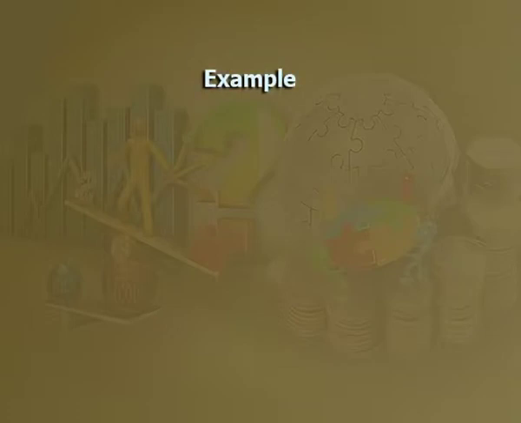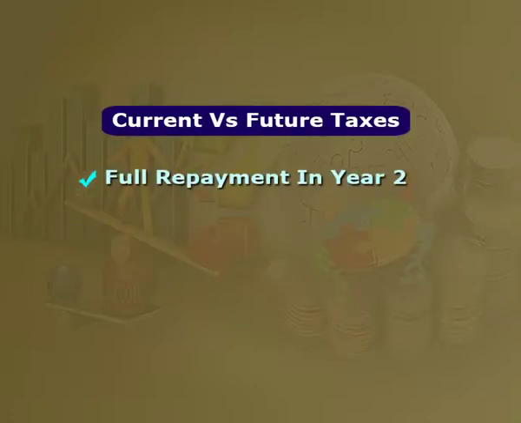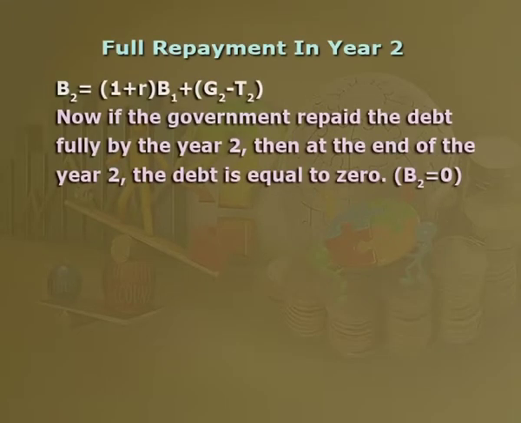We suppose that there is a situation until year 1 when the government budget is balanced, and hence initial debt is equal to 0. Now we will discuss with the help of an example where during year 1 the government decreases taxes by $1 billion. Hence, at the end of year 1, the debt B1 is equal to 1. Now, full repayment in year 2: suppose the government decides to repay the debt fully during year 2.